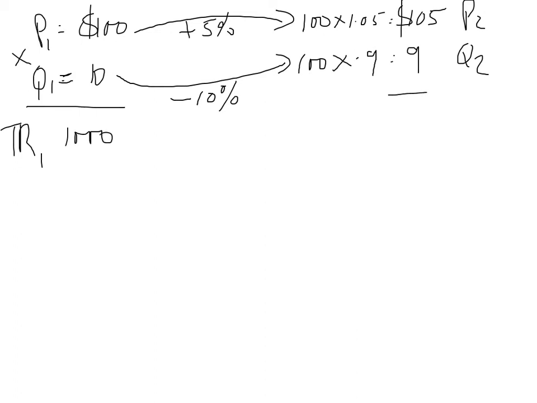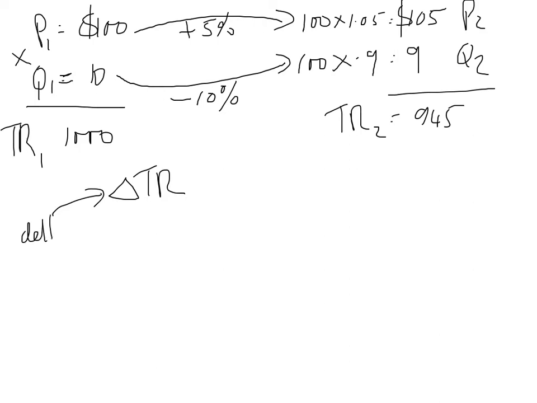Likewise, the same sort of thing. We want to find out what the total revenue is going to be, and if we use our cell phone, it will tell us that the total revenue is going to be 945. So what's the change in total revenue? Remember, I'm using this to mean change, small change. It's called delta, that little triangle. And so where did we end up? We ended up at 945. Where did we start? We were at 1,000. And so that means that our total revenue has gone down by $55.